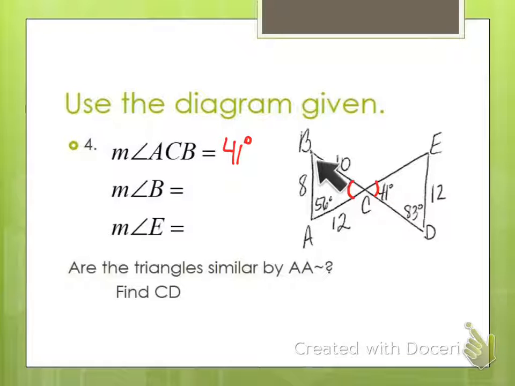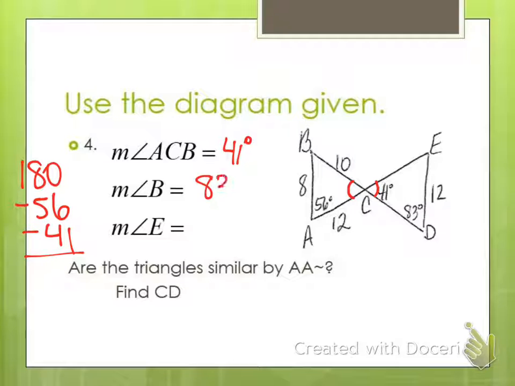This goes back to what we were doing in the first couple examples. How did we find missing angles, Jaden? 180 minus 56 minus what else? 41. We got to subtract off both of those other angles. And what do we get for the measure of angle B? (180 minus 56 minus 41). 83. I agree with that.